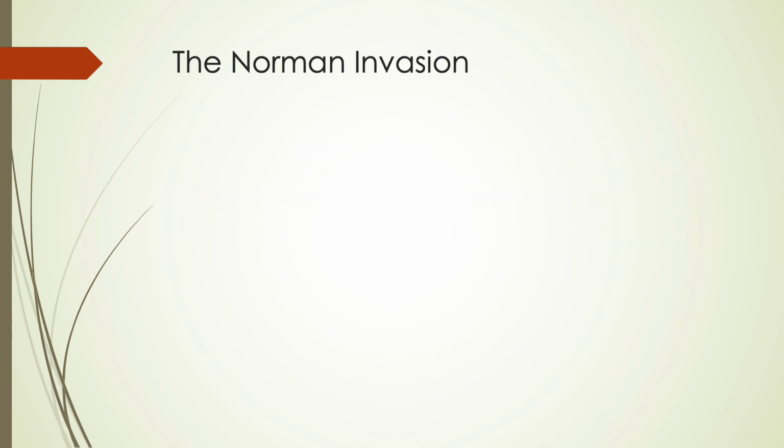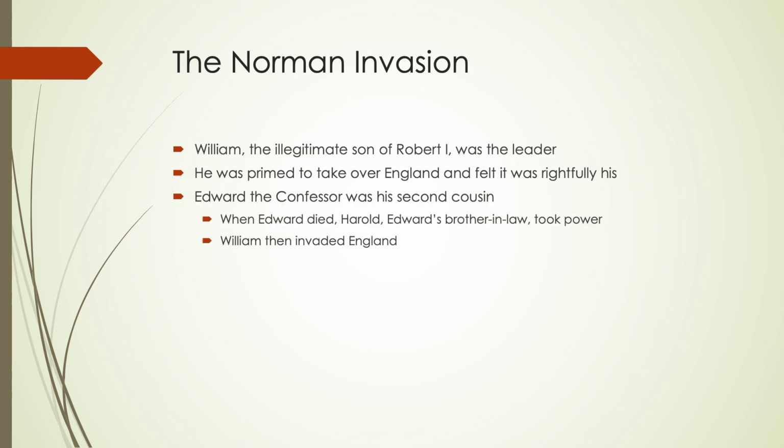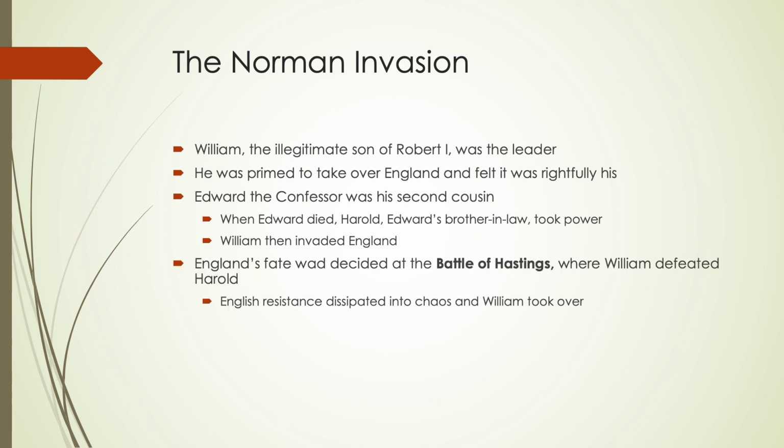And this led to an invasion because William, who was the illegitimate son of Robert I, was the leader of the Norman tribes. He was primed to take over England. He felt that it was rightfully his. So Edward the Confessor was his second cousin. And when Edward died, Harold, Edward's brother-in-law, took power, but did not last very long. So that happened also in 1066. This was right when William then invaded England. And England's fate was decided at the Battle of Hastings.